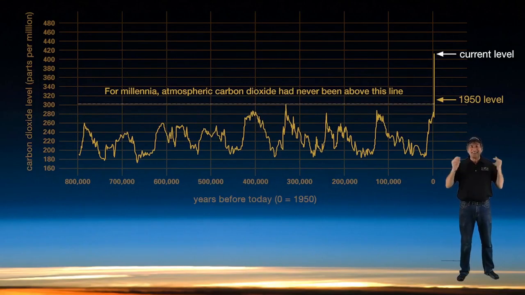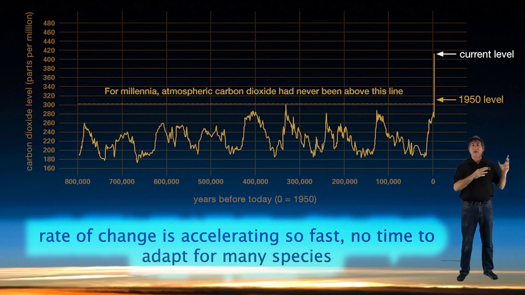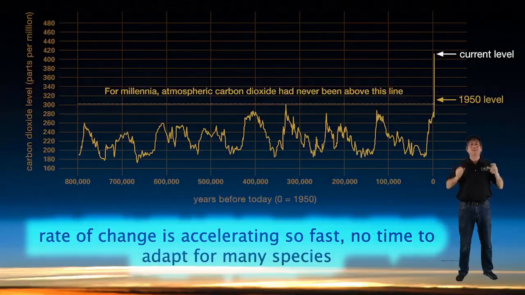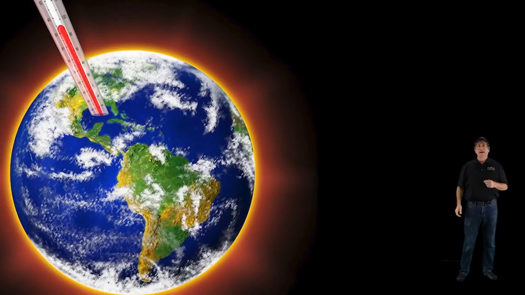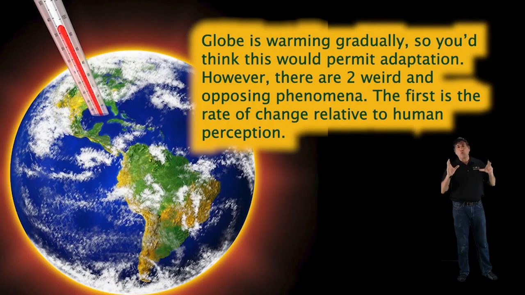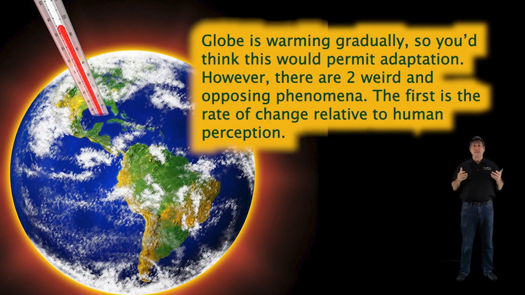Yes, climate change is natural, but this time its nature is different. This time we humans, who are arguably, yes, very much a part of nature, have engineered a climate change trend whose rate of change is accelerating so fast that for many of the Earth's inhabitants, there simply is no time to adapt. And see, here's the thing. I said at the beginning of the lecture that the globe was warming gradually, and so you would think that such gradations of rising degrees centigrade would permit adaptation. But there are two weird and seemingly opposing phenomena happening that confuse things.